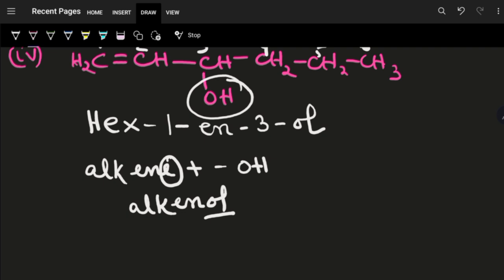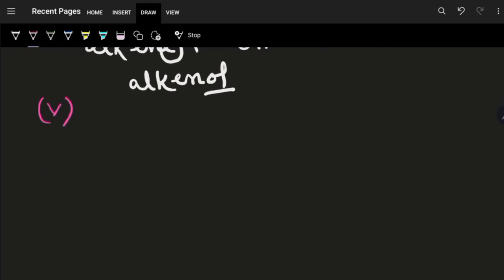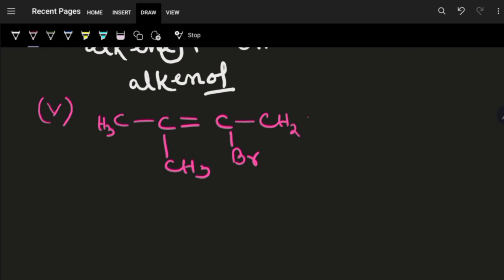Next, we have another example. Say if I say this one, the fifth one, this is the last one of this intext question. CH3, C(CH3) double bond CBr, CH2OH. Now, here we see, left or right to number.